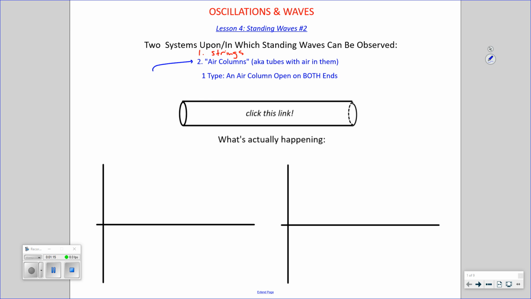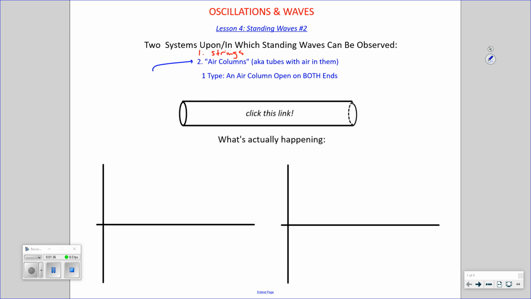All right, and when I say systems in which standing waves can be readily observed, what I really mean is we're talking about musical phenomena. Why else, or in what other primary way, do you observe standing waves? I don't know. Musical instrumentation is really the primary way.